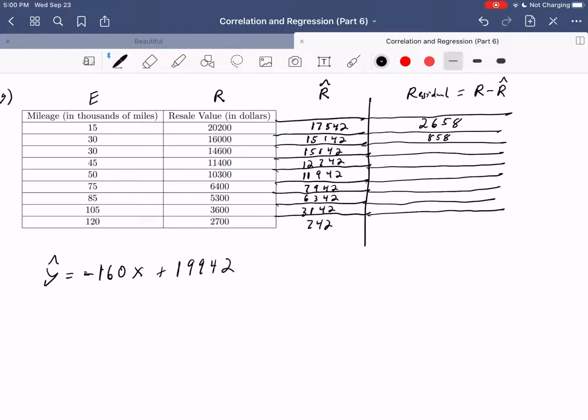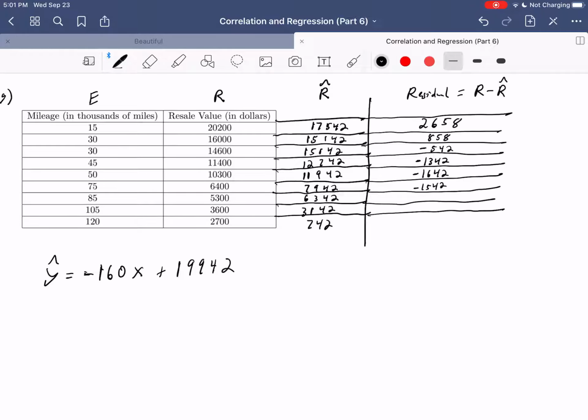Then 14,600 minus 15,142. Notice we'll get a negative. Remember, some of the residuals should be negative, some should be positive. We should always have a mixture. Then 11,400 minus 12,742, so negative 1,342. Next one, 10,300 minus 11,942. Looks like we should get negative 1,642. Then 6,400 minus 7,942, negative 1,542.